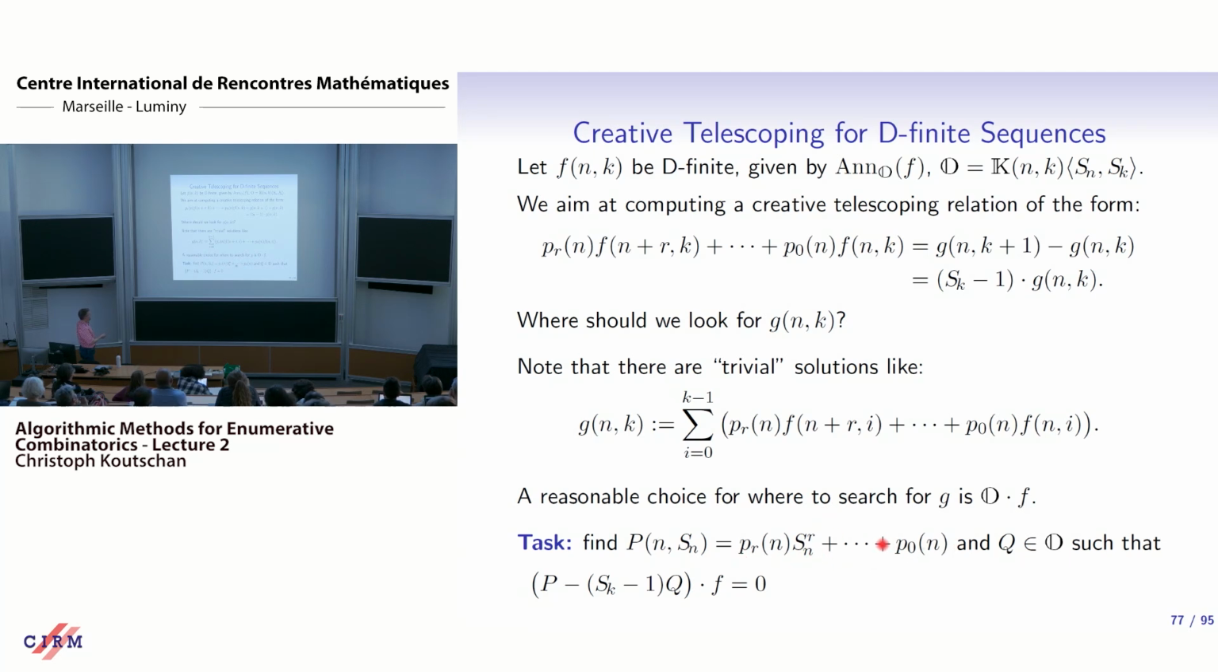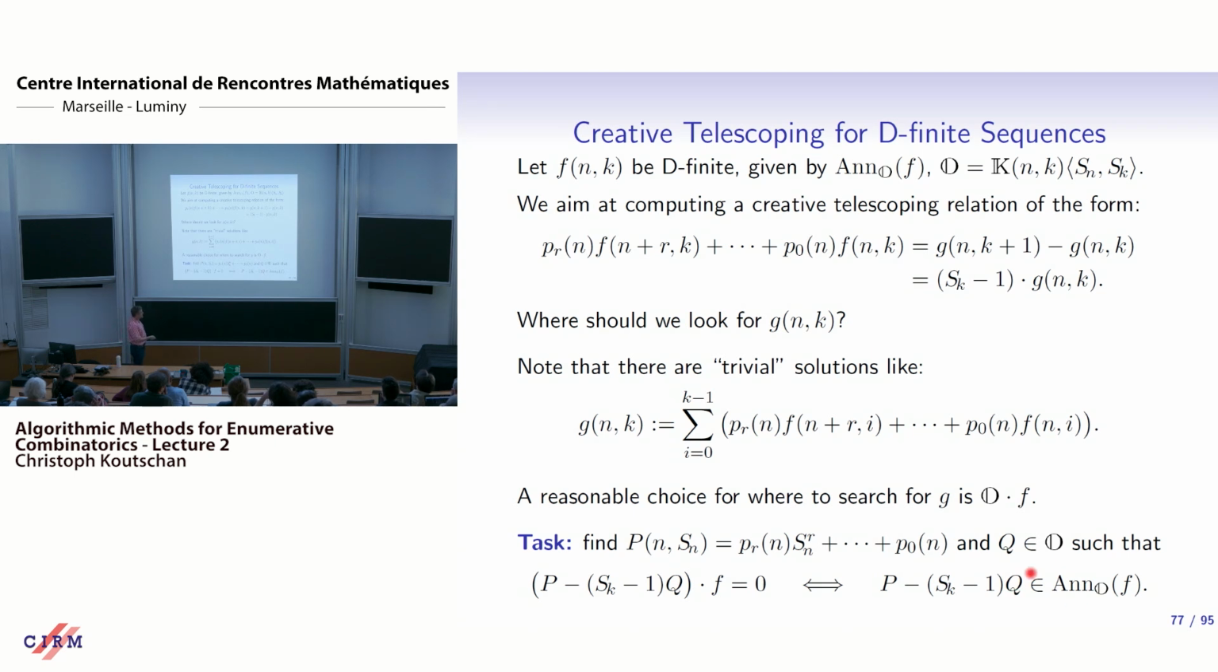It's the shifts in n. And we want to find an operator Q in this Ore algebra such that P minus S_k minus 1 times Q annihilates F. So this is exactly the relation above. This is the left-hand side, and here we have S_k, and the G is assumed to be Q applied to F. Yeah? And so we have to decide, for a given R, does there exist such a P and Q in the annihilator?